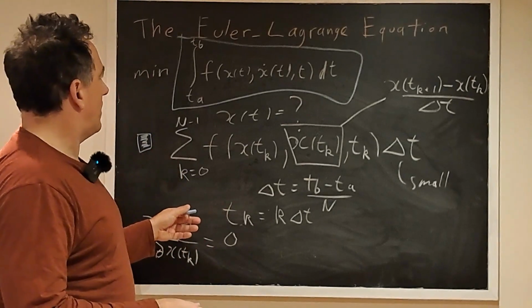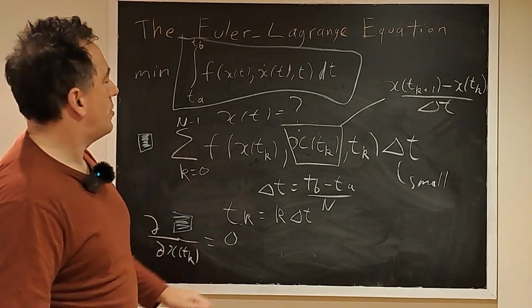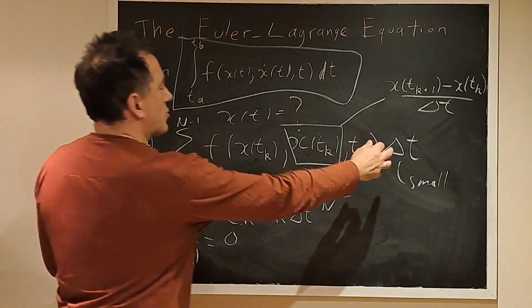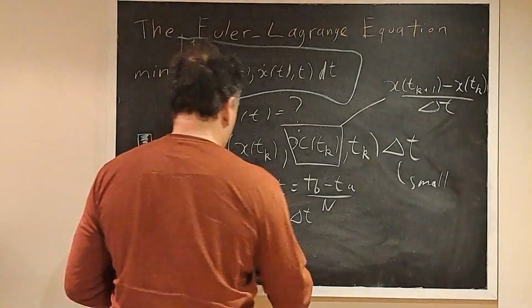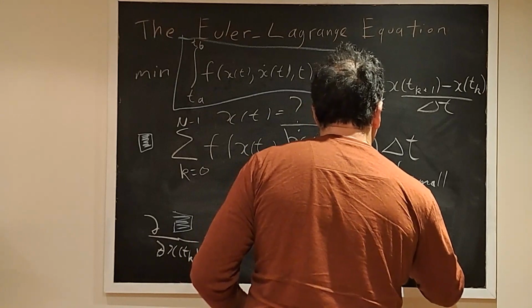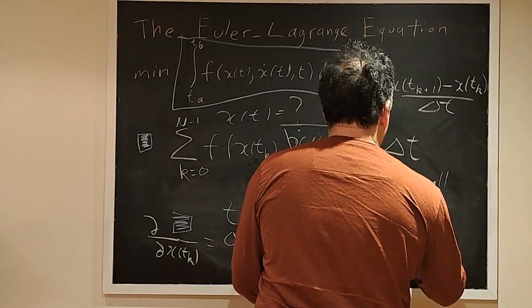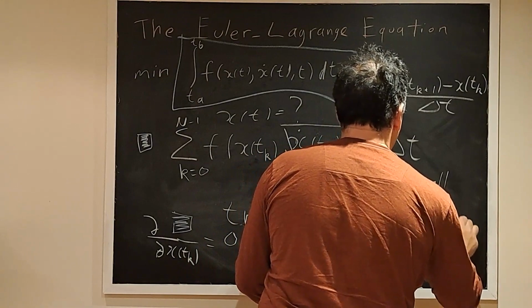So on the next board, I will rewrite this, and I will change the notation a bit because it becomes really large and it just kind of obscures the fact that x at time tk will be simply written as xk.